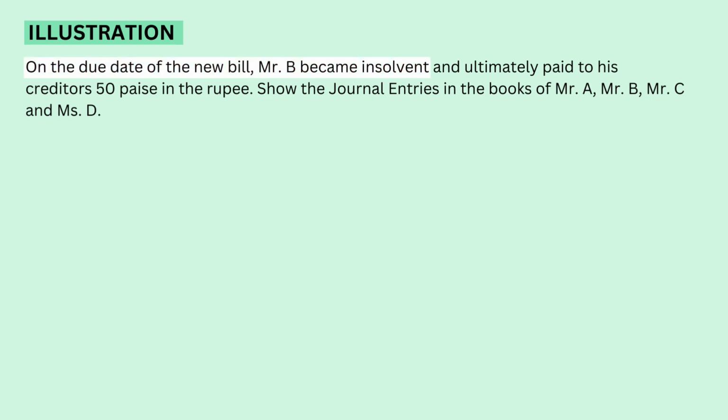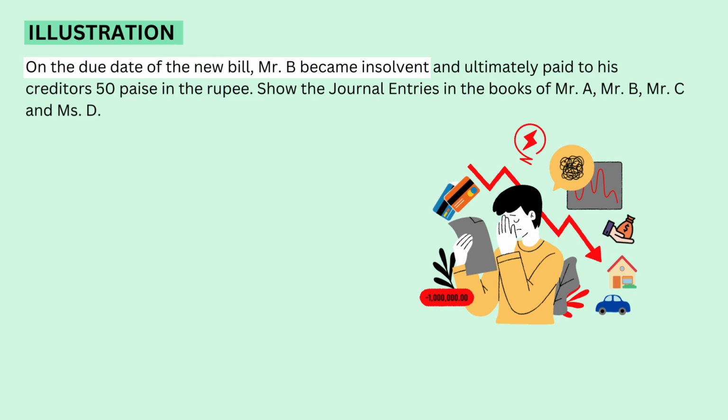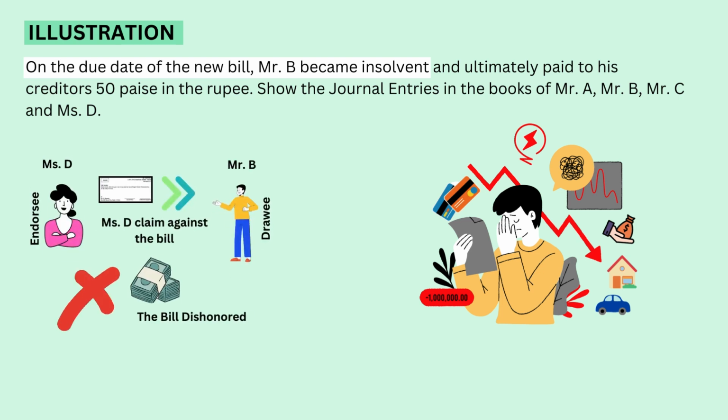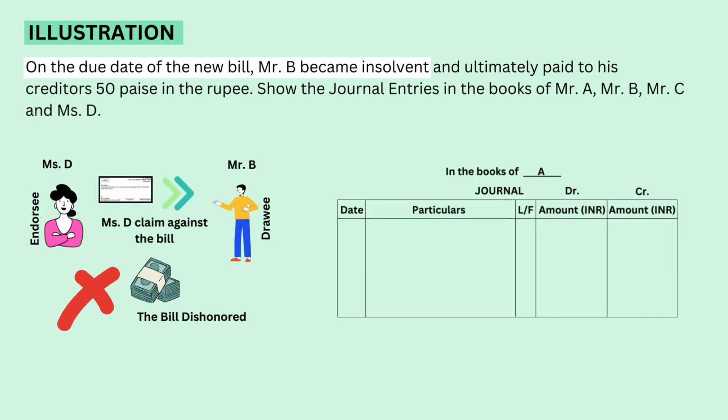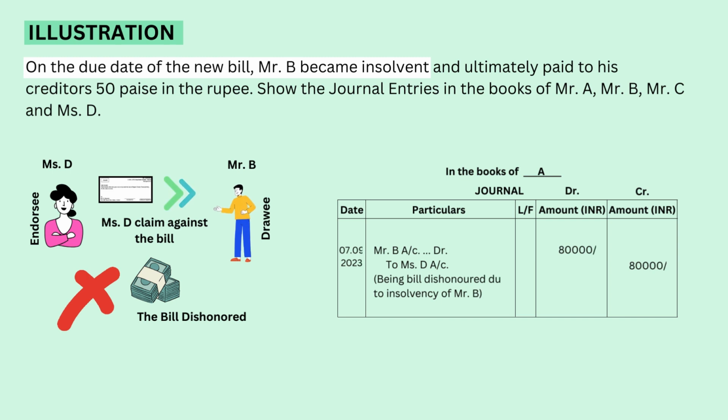Now here is the main part. On the due date of the new bill, Mr. B became insolvent. Means on the specified date, Mr. B has liabilities more than his market value and he is not capable of making payments to his creditors. As an impact, Ms. D will not get her payment against the bill. The journal entry in the books of Mr. A will be Mr. B account debit rupees 80,000 to Ms. D account 80,000.